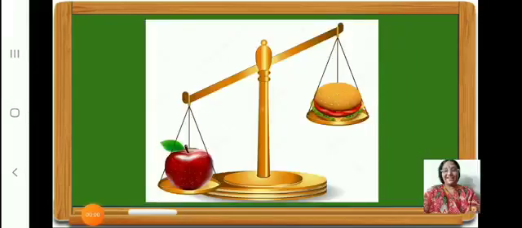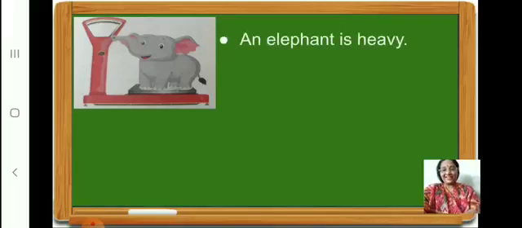Look at this weighing scale. Here you can see that the heavier side of the weighing scale is down because apple is heavier than the burger. Okay, children? Look at the picture here, children. What can you see? It is an elephant. Okay? Elephant is standing on the weighing scale. An elephant is heavy.